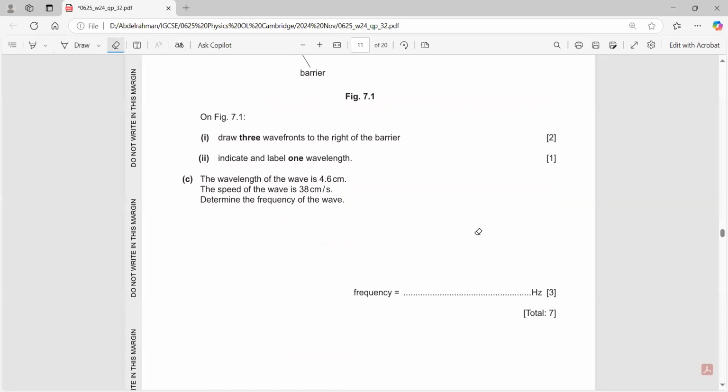Can I find the frequency if I have the wavelength and the speed? Yes, I can find the frequency. Frequency equals speed over wavelength. The speed is 38 centimeters per second, and the wavelength is 4.6 centimeters. 38 divided by 4.6 is 8.3 hertz.